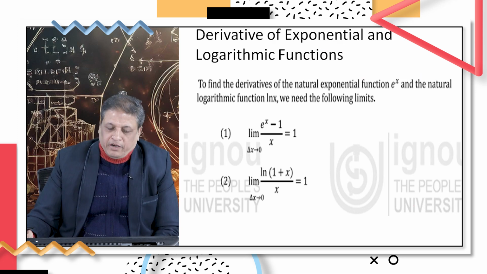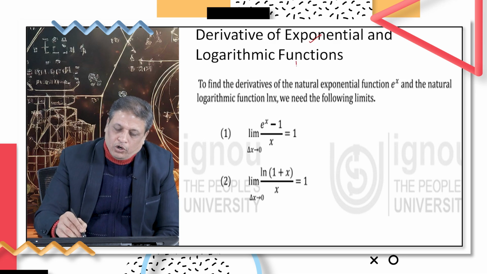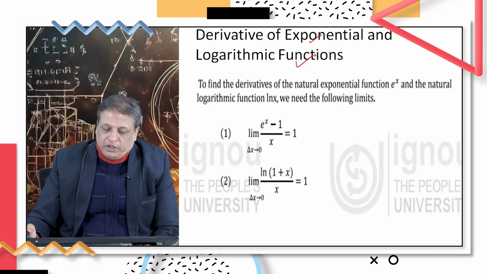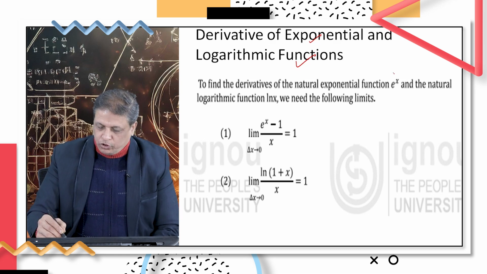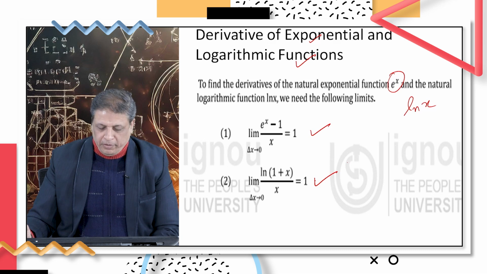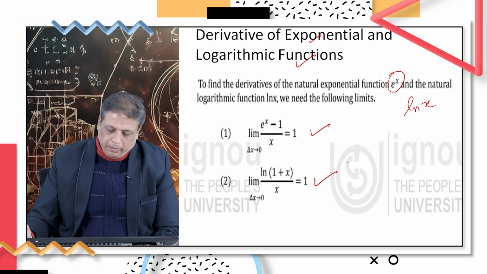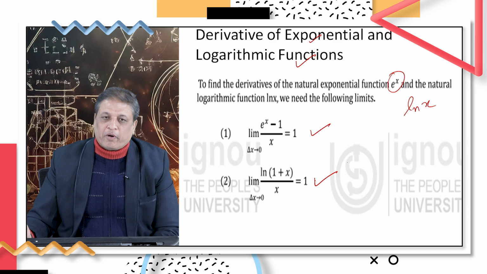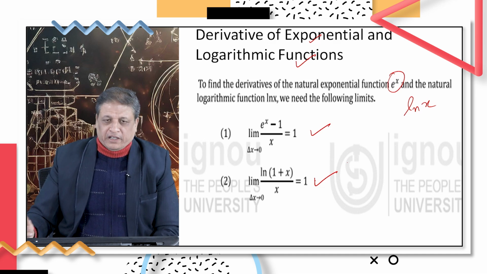Now I extend our discussion in this session to determining the derivatives of the exponential and logarithmic functions. In order to determine the derivatives of e to the power x and the natural logarithm ln x, we are supposed to remember two important limits. The first is the limit as delta x tends to 0 of (e to the power x minus 1) upon x, which is equal to 1. The second is the limit as delta x tends to 0 of natural logarithm of (1 plus x) upon x, which is equal to 1.